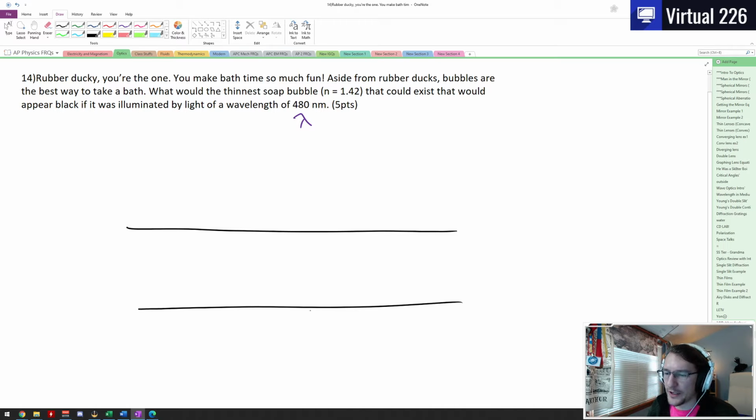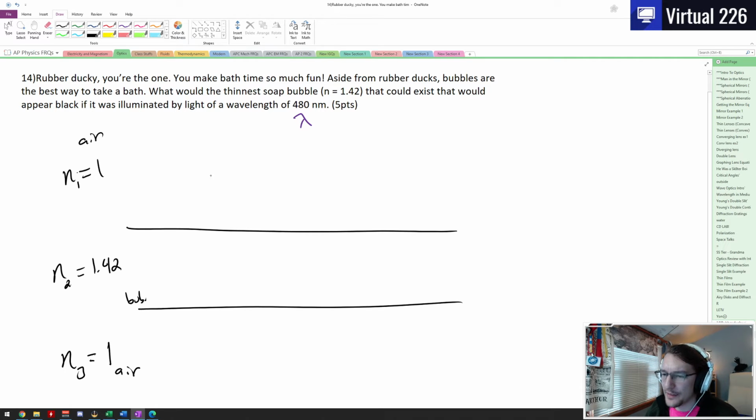So we've got our thin film right here. This is the bubble, right? And let's put our three indexes. We've got N1 equals 1 because we're in the air. N2, which is the bubble, is 1.42. Ernie remembered that for us. And N3 is whatever substance is on the inside of the bubble. And the really cool thing about that is the inside of the bubble has air, once again.